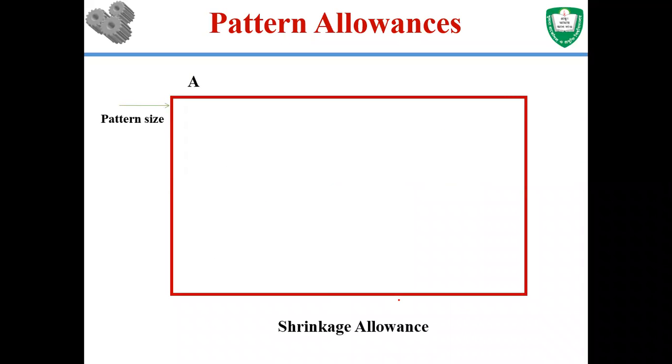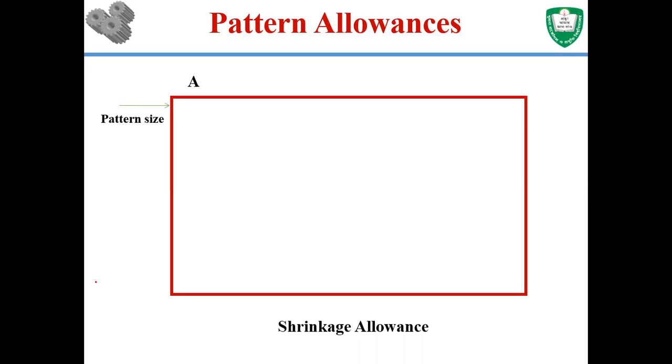So to visualize how the pattern allowance works, the first is the pattern size. We have a pattern of this dimension, and we need to make the pattern of this dimension. Then what would be the size of the final casting? This is in the idealized case, if you have a cavity and you don't have any runner, riser, or anything else.